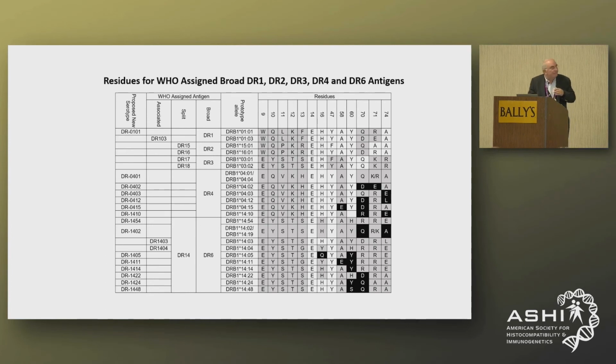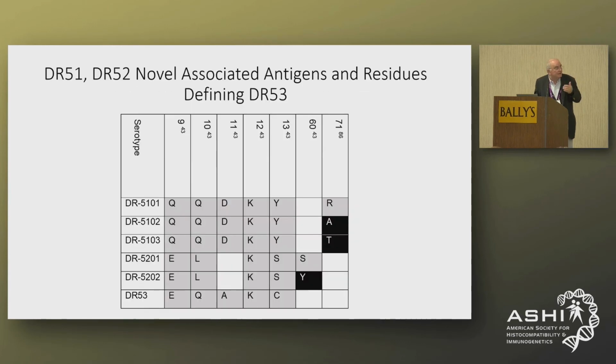So indeed, DR401 includes DRB10401 and DRB10404 because it's an alternative residue where, in that position, the same charge plays a role. And you will see that we use that in other positions, in 71 as well. Looking at 71, you can see that we can split DR51 into 5101 and 5102, but indeed DRB50103 differs there as well and is common, so we propose to create a serotype for the DR51 for this allele as well.